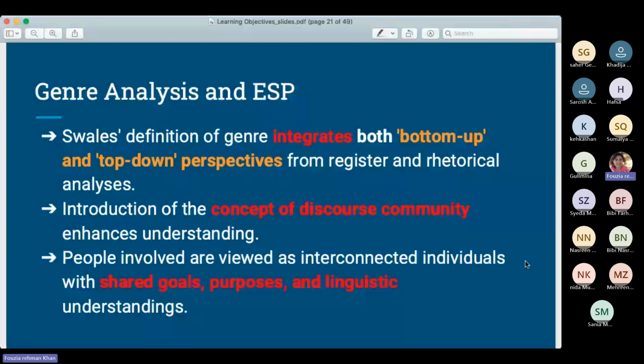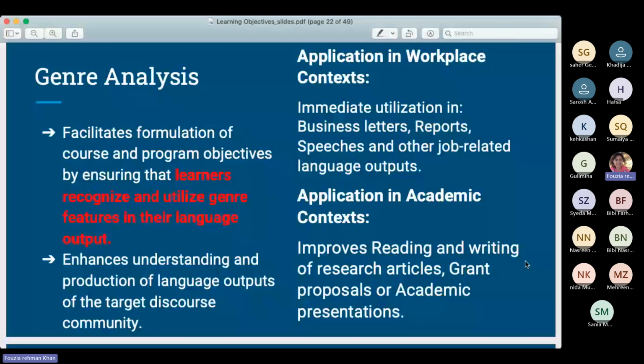Now, what is important here is to learn how genre analysis may help us in developing the course objectives, right? Genre analysis basically facilitates the formulation of course and program objectives by ensuring that learners recognize and utilize genre features in their language output. And this happens immediately because they are applied right in their workplaces. They will learn the genre, right?